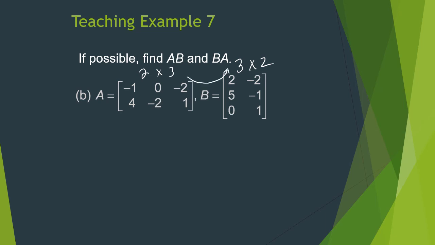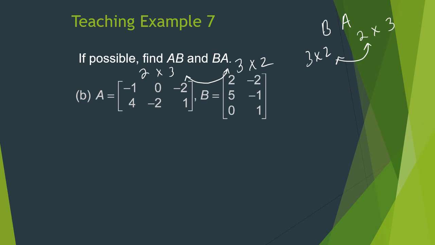It's a smile. Whoop, whoop, whoop. If I do B times A, is that going to work? So that would be a 3 by 2 times a 2 by 3. Uh-oh, look at that. Love is in the air. It works again. Happy faces for everyone. Okay, so that means I can find both of them because it works.